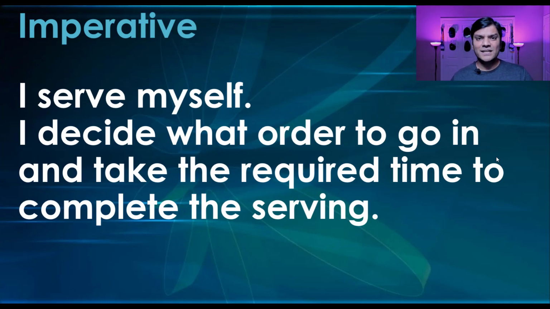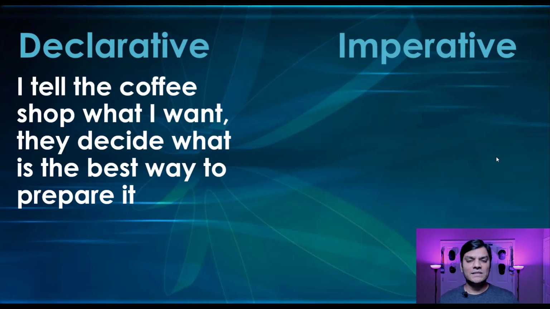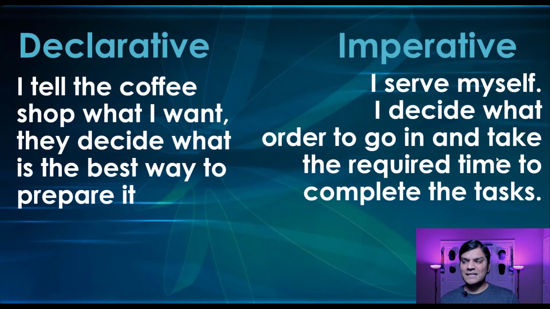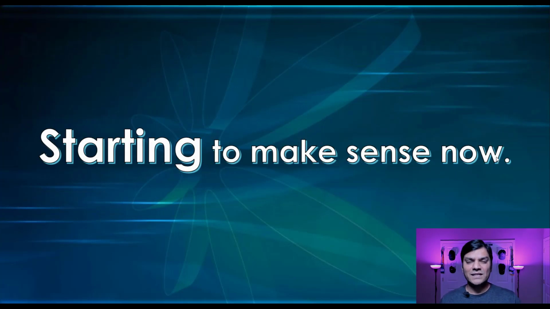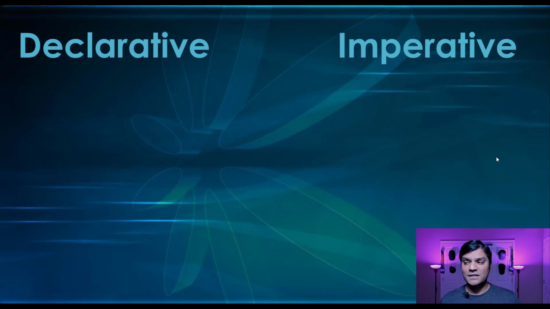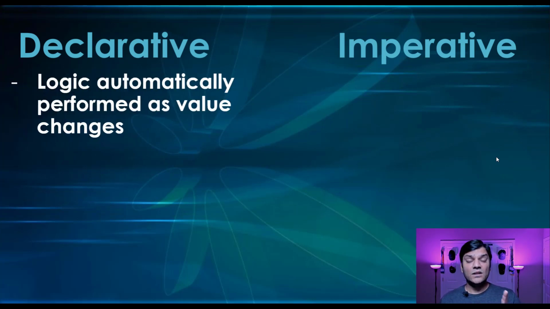See the difference now that it is me who is making a lot of the decision making from an imperative standpoint, because it's a salad bar. I've got to go in and pick and choose what order I want to serve. So you understand that? When we look at the two side by side, these are basically it: from declarative, I have to tell the person who's serving me what I want, and then they just take care of it. Imperative is I'm serving myself, and therefore a few additional steps are added. So is this starting to make sense now? Because let's look at it from a technical standpoint. From declarative, the logic is automatic, and it is performed as value changes.